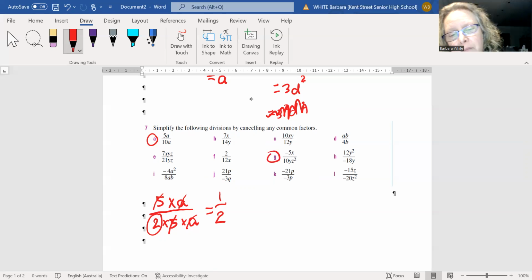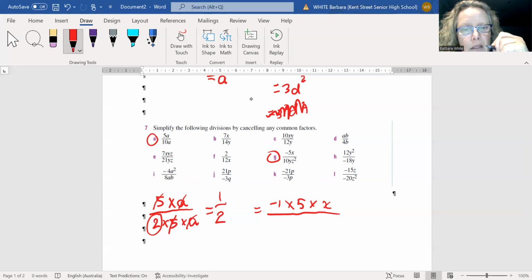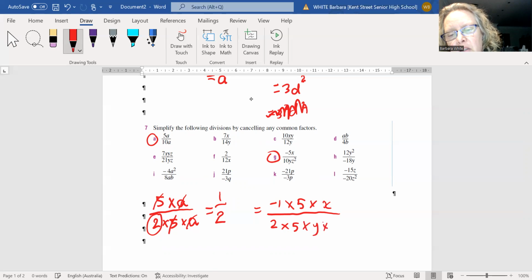So we got -5, or even better, we got -1 times 5 times x. Always do your x's as little cursive x's, because then they don't look too much like the times signs. And on the bottom, we have 10, which we know is the product of 2 and 5. 2 times 5 times y times z squared. What do we see on the top and on the bottom? Just that. So to simplify it, it is minus x on the top, 2yz squared on the bottom.